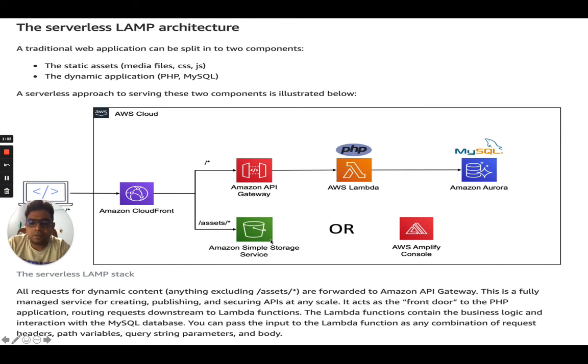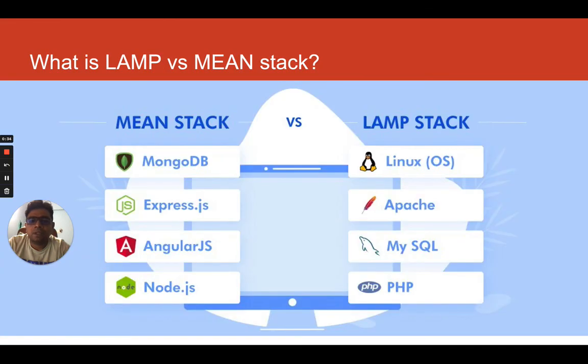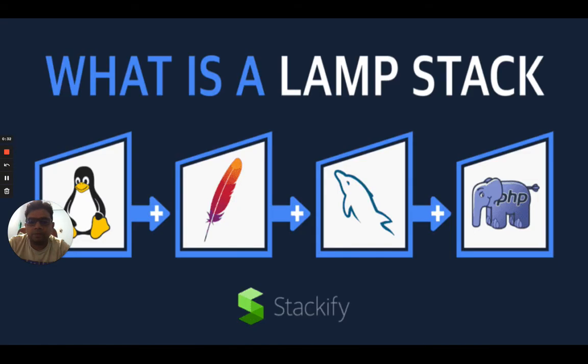So all requests for dynamic content are forwarded to Amazon API Gateway. This is a fully managed service for creating, publishing, and securing APIs at any scale. It acts as the front door for the PHP applications, routing requests downstream to Lambda functions. The Lambda functions contain the business logic and interaction with the MySQL database. So we have seen the new structure of LAMP, which is Lambda, API Gateway, MySQL and PHP, and we have also seen the older structure of LAMP, which is Linux, Apache, MySQL, and PHP.